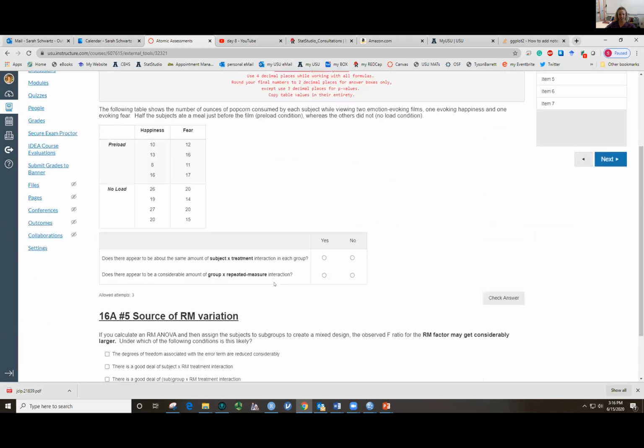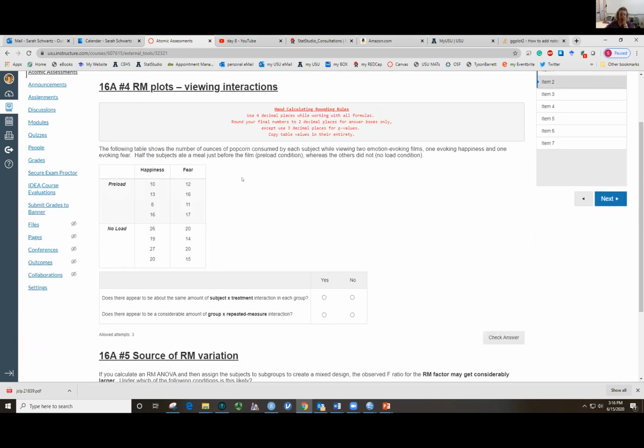Okay. All right, so here we have numbers of how many ounces of popcorn was consumed by each subject while viewing 2 emotion-evoking films. One evokes happiness and the other movie evokes fear. So we got a horror movie and a chick flick or something like that, I don't know. And so we have half of the subjects were assigned to eat a meal right before they watched the films, preloading condition, whereas the others did not eat before the film. So that's the no load condition.